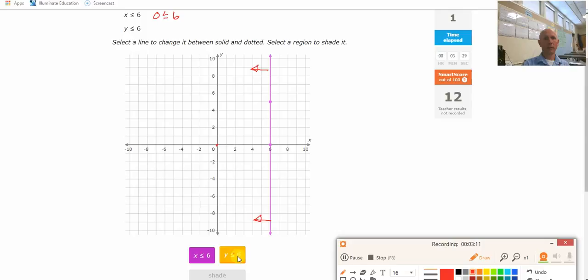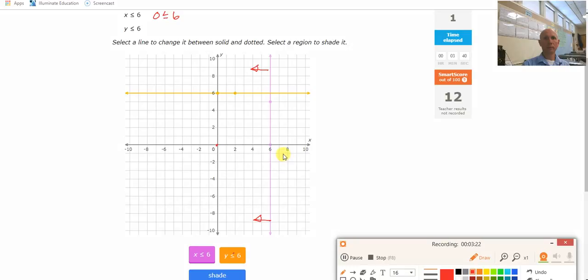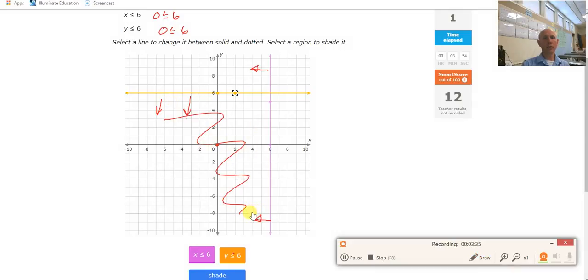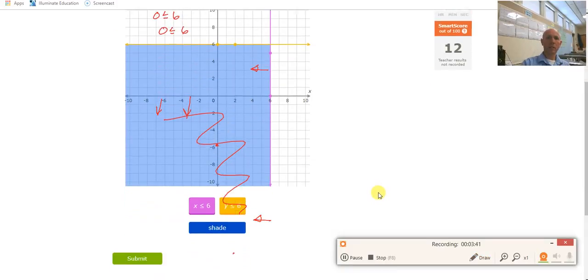I'm going to graph this one. Y equals 6, also solid. I'm also going to test it against 0, 0. 0 is less than or equal to 6. That's true, which means I'm going to shade under it. So I'm going to shade under this line and to the left of that line. So this is my shaded region. Let's shade that. Now let's submit it.